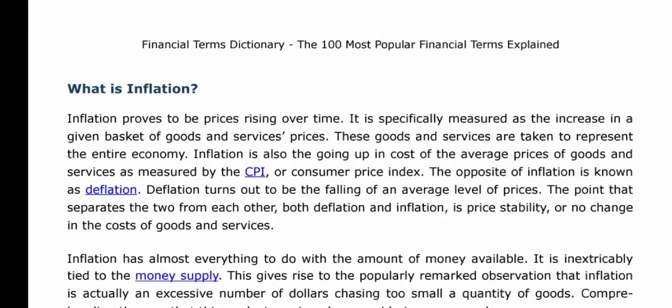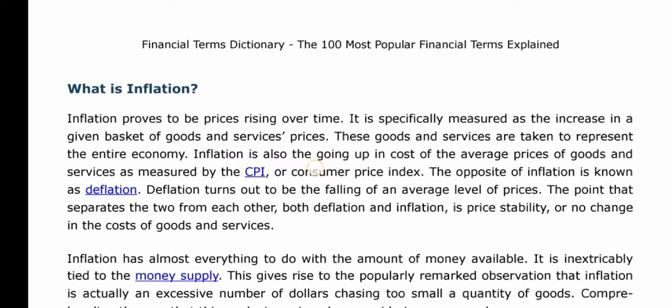Today's topic: what is inflation? Inflation is the rising of prices over time, measured by the increasing price of a basket of goods and services. These goods and services are taken to represent the entire economy.